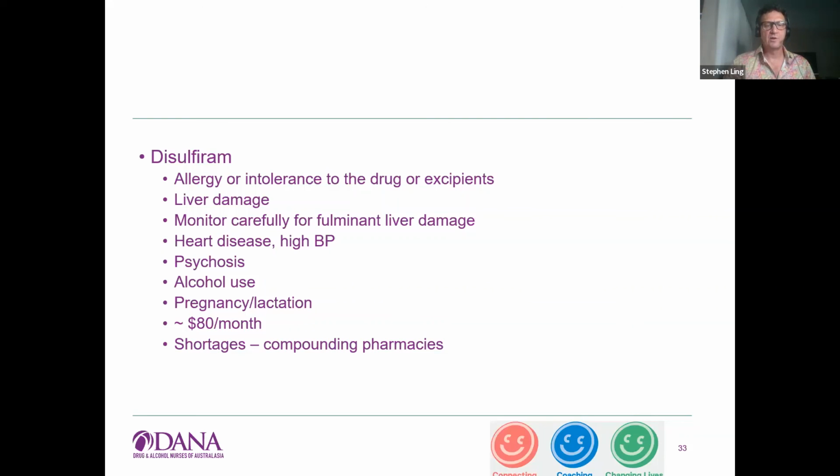It's not to be used during pregnancy or lactation. It costs around $80 a month. It's not available on the PBS. There have been shortages in recent years at times, but some compounding pharmacies are still able to dispense it. Next slide, please.